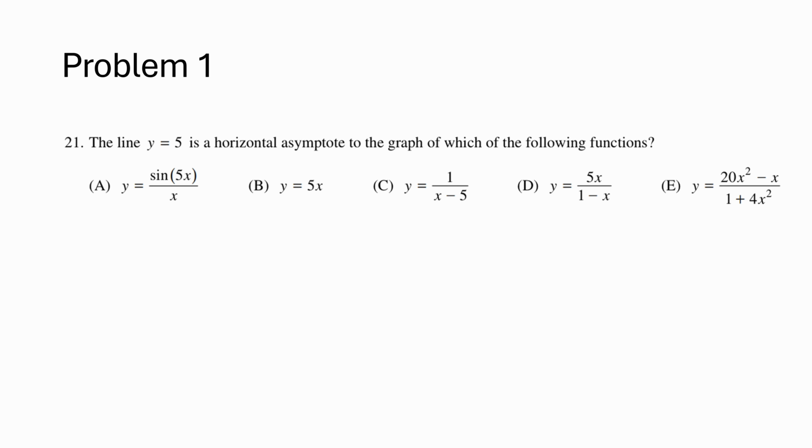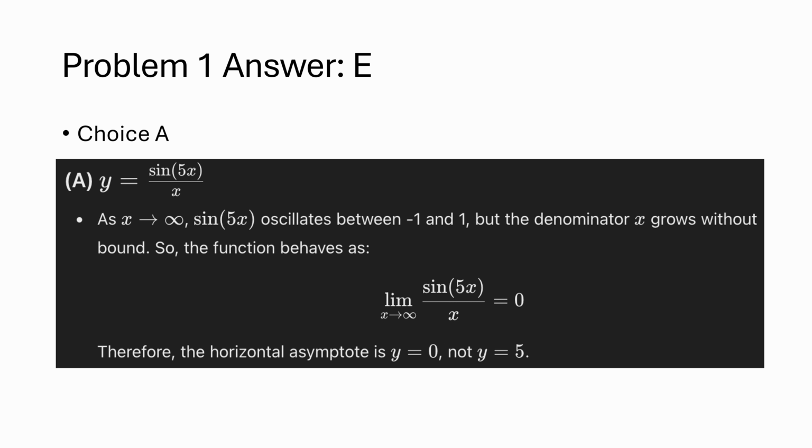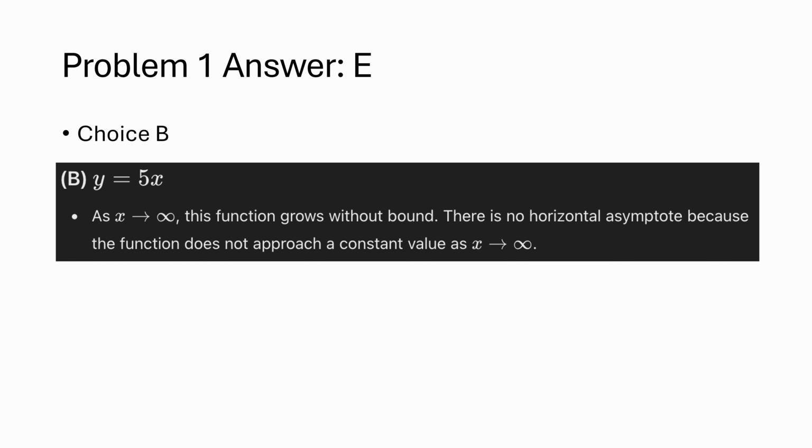Okay, so the answer for problem 1 is E. Let's go over choice A, sine 5x over x. Basically, for a horizontal asymptote, we have to check the limit as x goes to infinity. As x goes to infinity, sine of 5x oscillates between -1 and 1, while the denominator x grows without bound. So the function goes to 0, not 5.